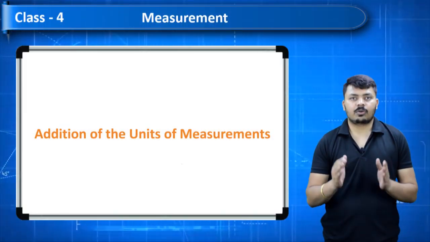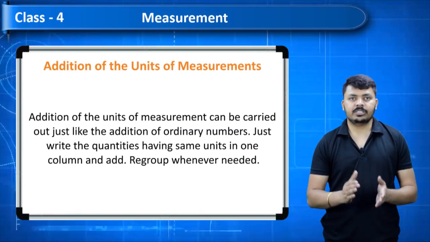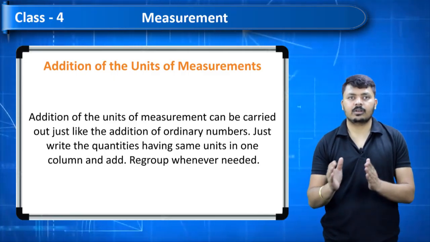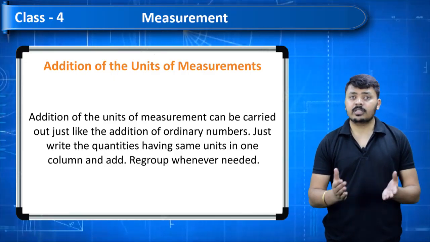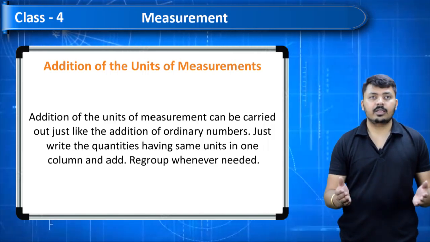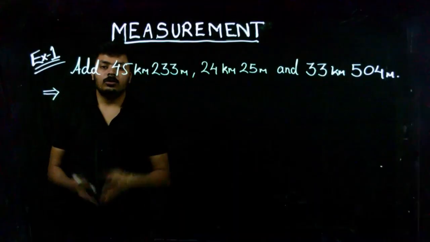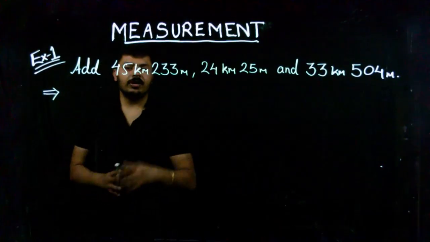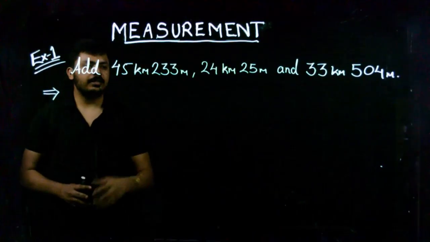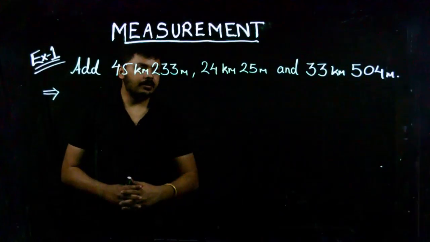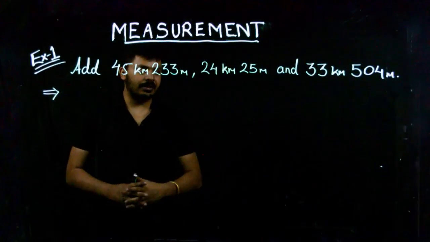Addition of the units of measurements. Addition of the units of measurement can be carried out just like the addition of ordinary numbers. Just write the quantities having the same units in one column and add, regroup whenever needed. So students, now let's look at example number 1. Add 45 km, 233 meter, 24 km, 25 meter and 33 km, 504 meter.